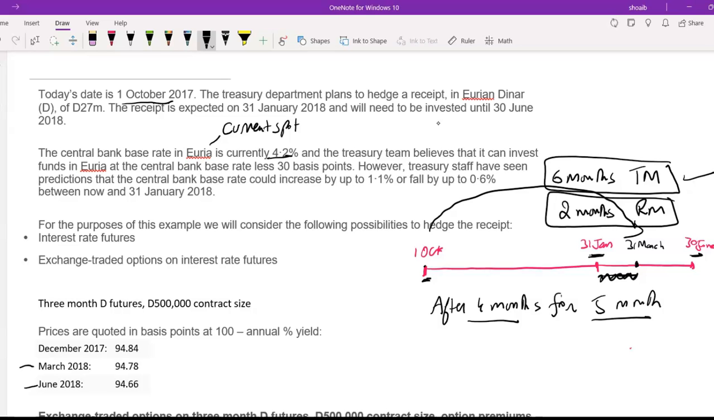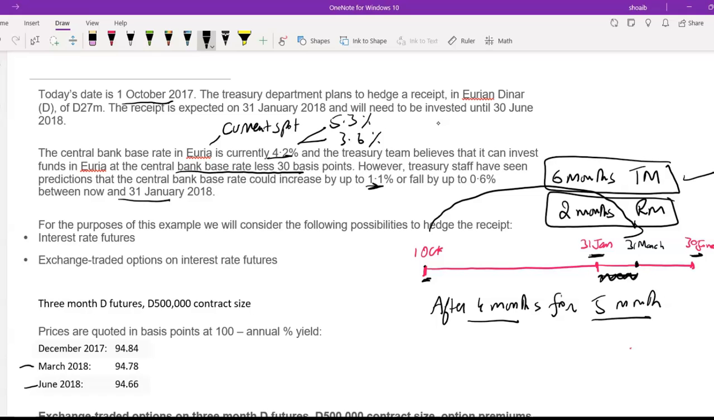The Treasury team believes that it can invest funds in Euro at the central bank base rate less 30 basis points. So your final income will be base rate minus 30 basis points. However, the Treasury staff have seen a prediction that the central bank base rate could increase by 1.1%. So 4.2% can increase to 5.3 or fall by up to 0.6, so 4.2 will fall to 3.6% between now and 31st January.